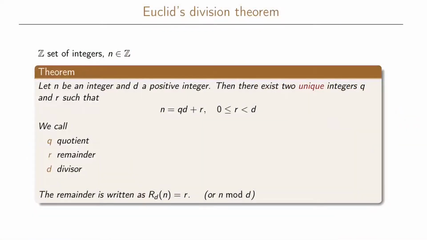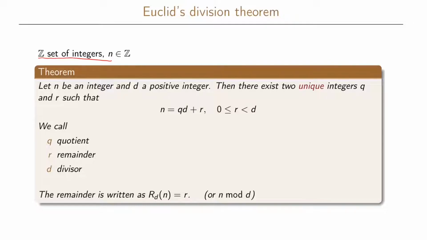In order to better understand our digital systems and circuits, we're going to need to understand some basic abstract algebra. And we're going to start by looking at Euclid's division theorem. So let Z be the set of integers, so n belongs to Z means that n is an integer.